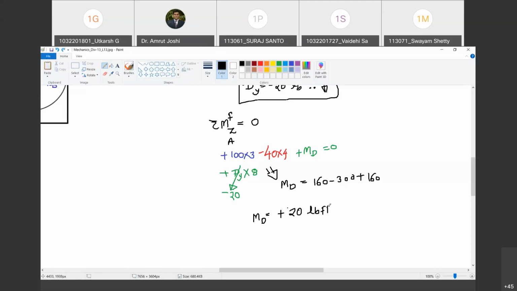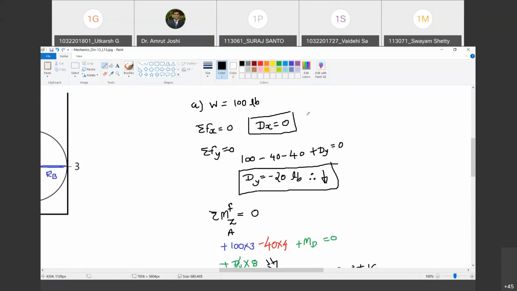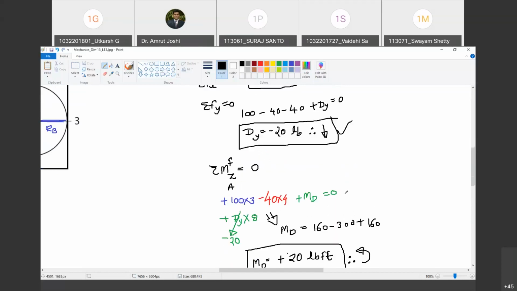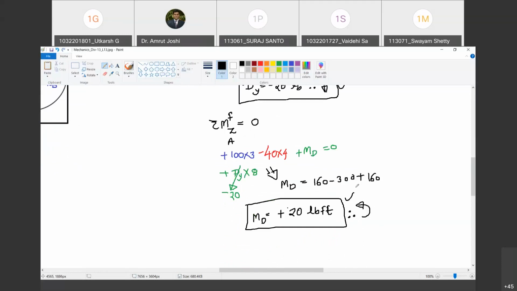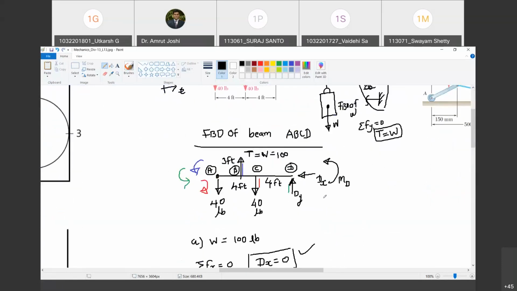Are you with me? And it has turned out to be positive. Therefore, anti-clockwise. So we have given answers to all three. Dx is known, dy is known, and MD is known. All the three reactions have been found out with sense.